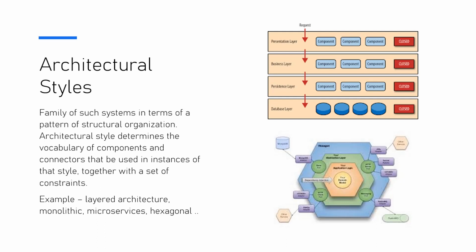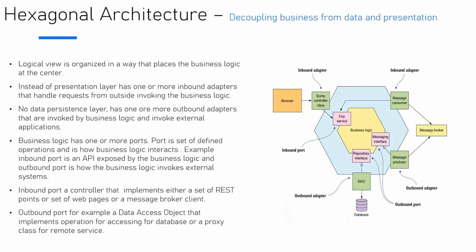Now, as I talked about the architecture styles. Typically, for a family of such systems in terms of patterns of structural organization, the architecture style determines the vocabulary, the components and connectors that we use in an instance of that style, together with a set of constraints. Examples are layered architecture, monolithic, microservice, and hexagonal. We talked about that. I'll focus a little bit on hexagonal because that actually gets into a direction more from a microservices standpoint.